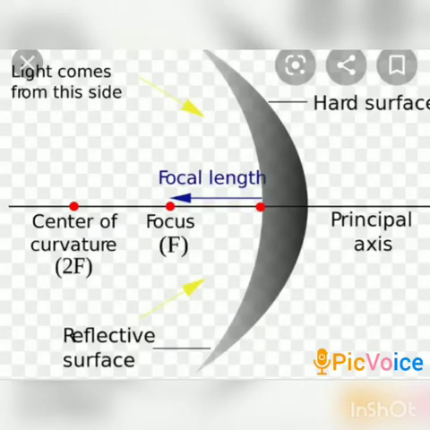Now the terms related to spherical mirrors. The first one is the center of curvature. Since the mirror is a part of a sphere, the center of curvature of the spherical mirror is the center of the sphere of which the given mirror is a part. As you know, it is a part of a sphere, and the center of that sphere is known as the center of curvature of the spherical mirror.